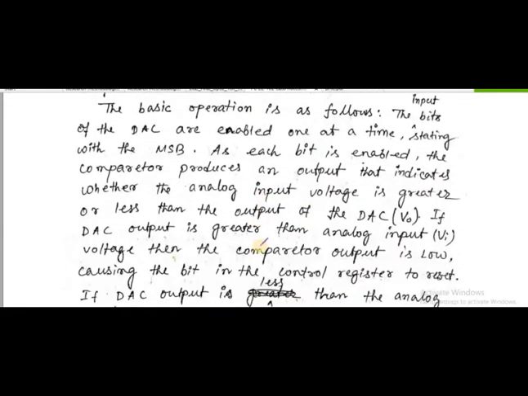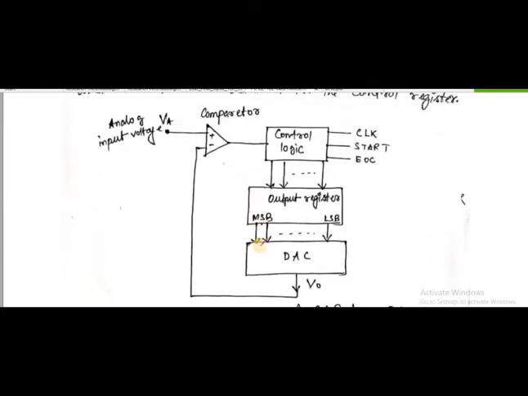Now I will directly go to the circuit diagram. This circuit diagram consists of one comparator, one control logic block, one output register, and we need another DAC, digital to analog converter. The output of the DAC will be compared by this comparator. Now this VA is basically our analog input voltage. So this analog value will be converted to digital. We will get the output here from the output register.